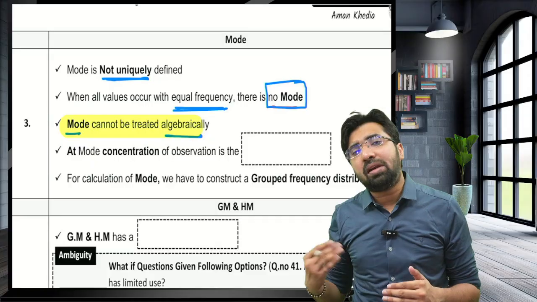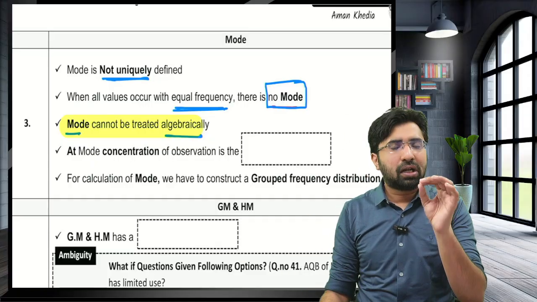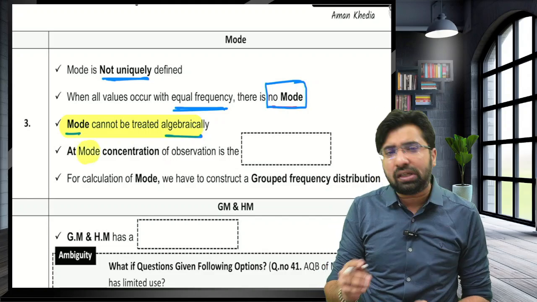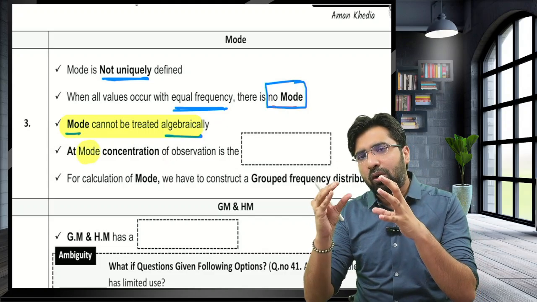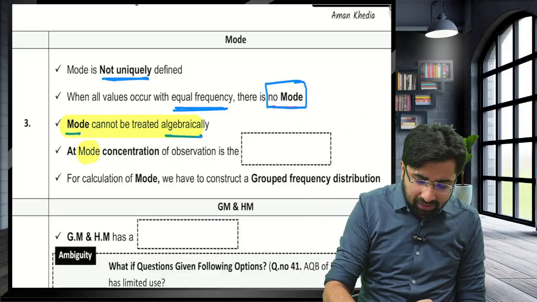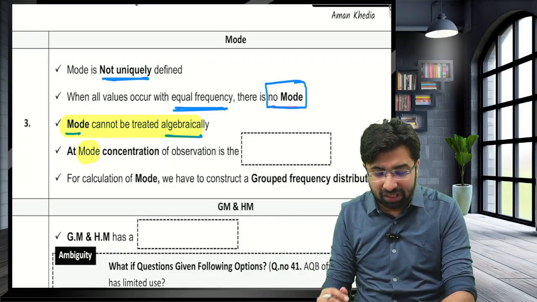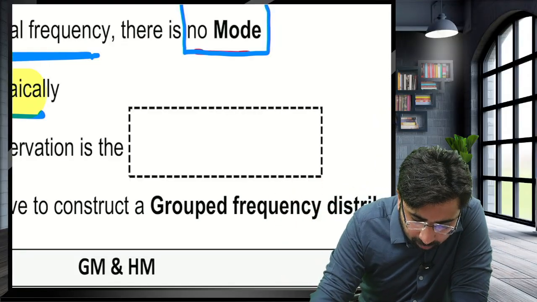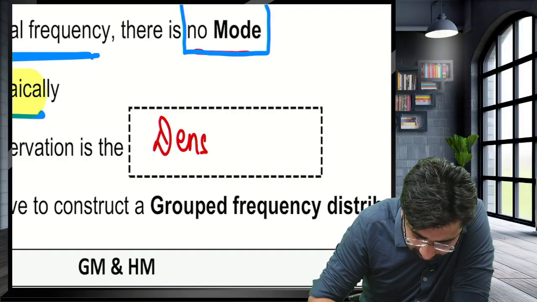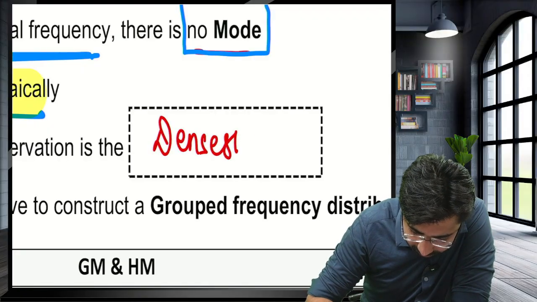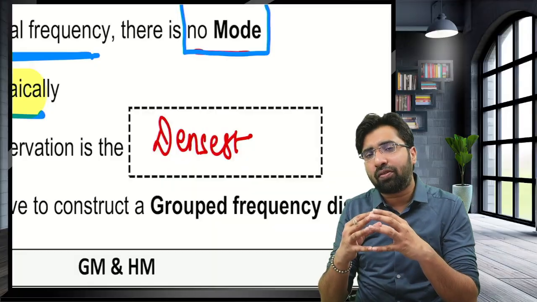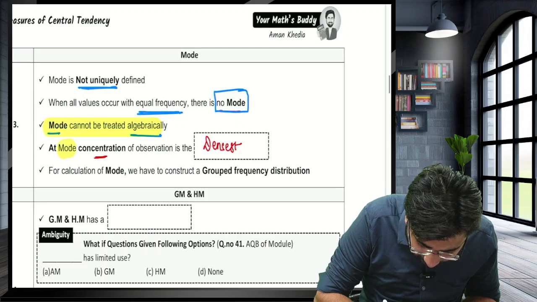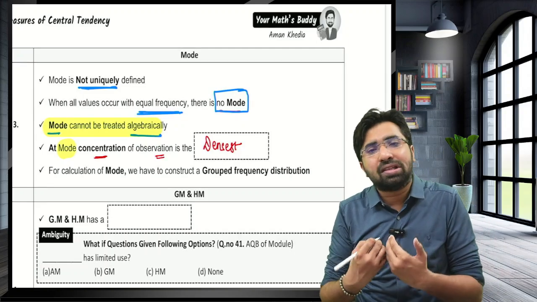But if they give you mean and median, mean and mode, making a pair of two, consider the pair of mode with the median. Now, what happens at the mode? At mode, that particular observation occurs the maximum number of times. So the concentration of that observation is dense. Dense means coming too many times. So at mode, the concentration of the observation is densest. The keyword is dense.